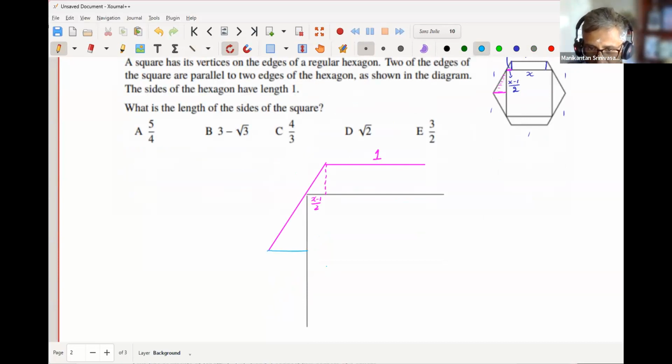Now again, multiple ways of doing this. So this is exactly half of the square, right? This is x by 2, because we know that the square goes from here to here. So the upper portion from here to here is x by 2. The lower portion from here to here is x by 2, making the entire side length as x.